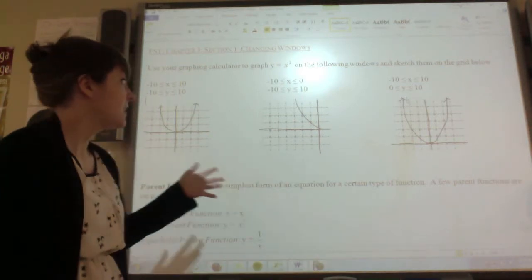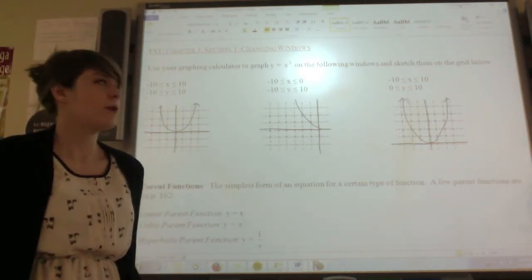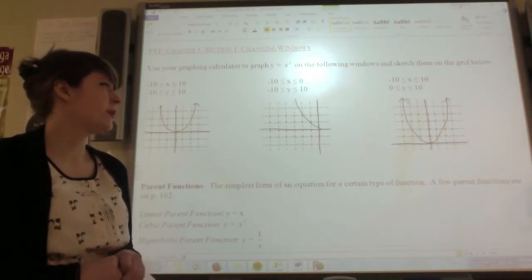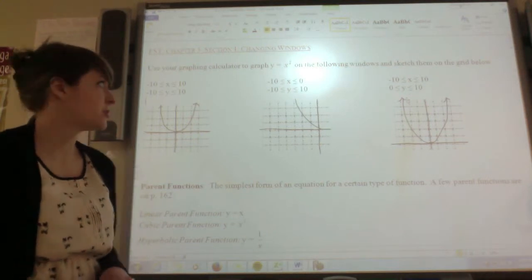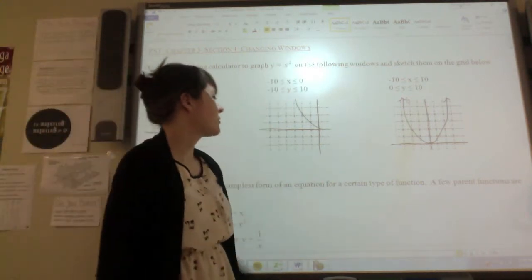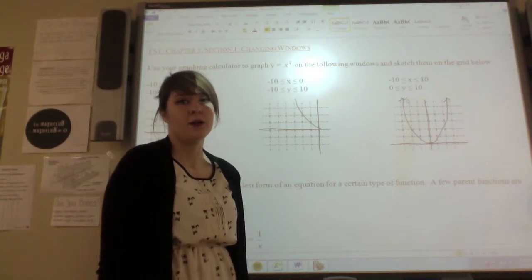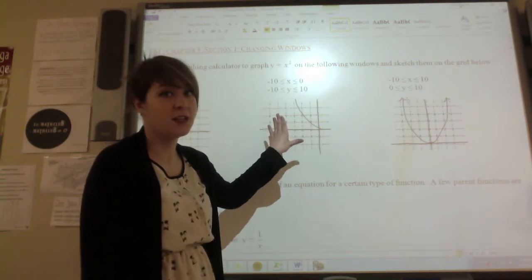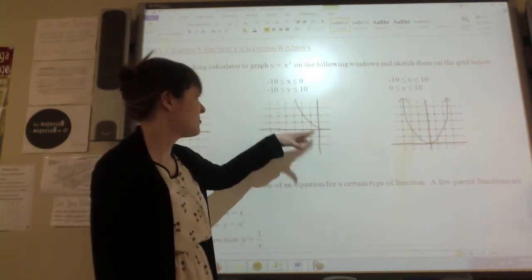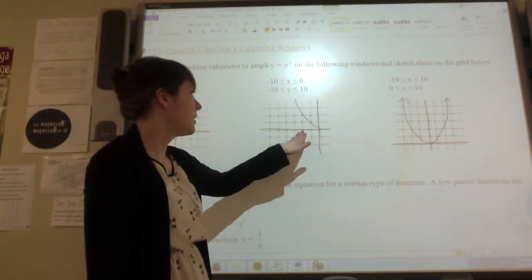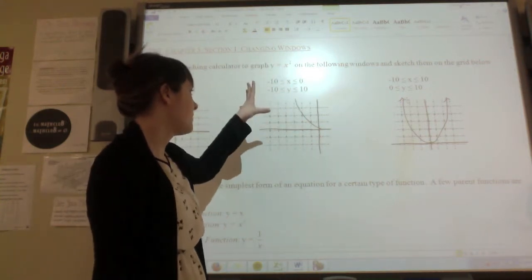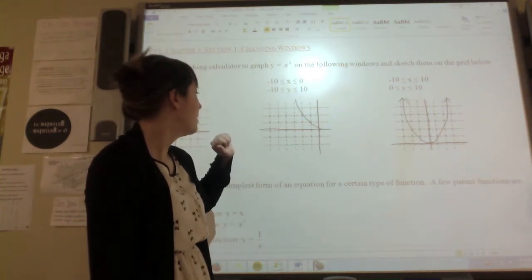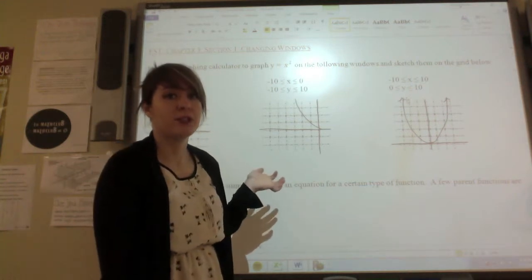What you should notice is that they look kind of different. So windows are actually really important because we need an appropriate window in order to show the important points of our function. I know that y equals x squared is a quadratic function that should look like a parabola. So right away when I look at these three graphs, I notice that this graph is not a good graph because it doesn't really show me that it's a parabola. If I didn't know anything else about this function, I might say, maybe that's exponential. I don't really know what type of function that could be.